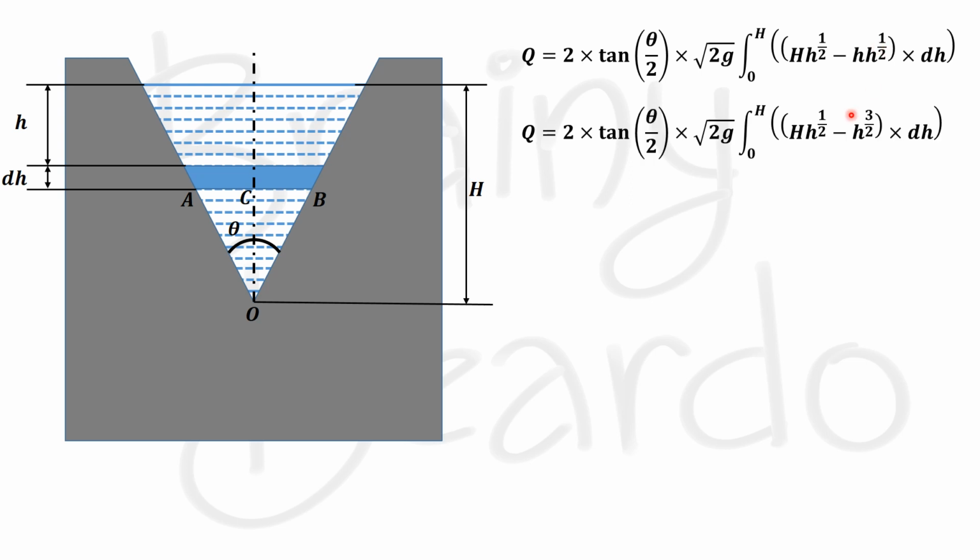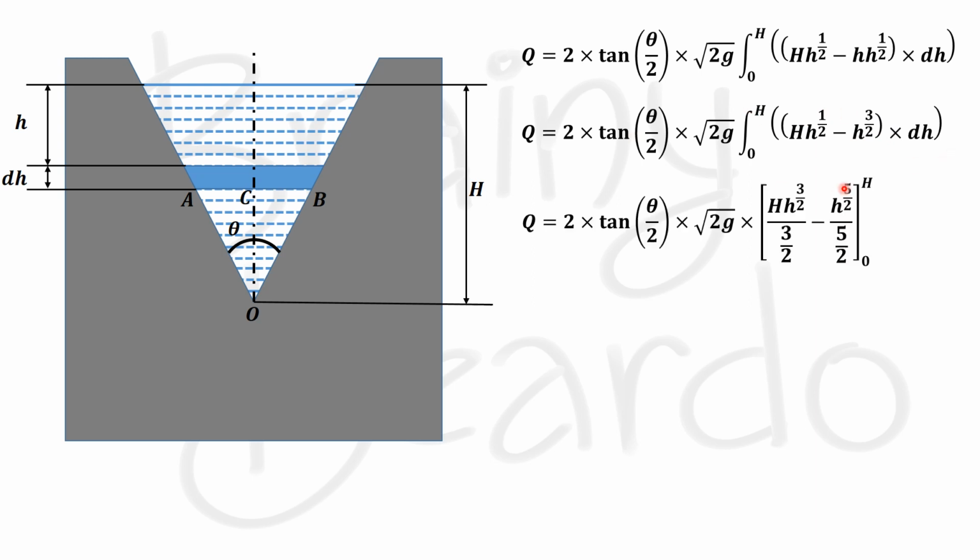So we have, within the limits of 0 to H, integration of capital H into small h to the power of 1/2 minus small h to the power of 3/2 into dh. This capital H is a constant, so we don't have to integrate that. So when we integrate this equation, we get capital H into small h to the power of 3/2 divided by 3/2. It's because we know that integration of x to the power of n is x to the power of n plus 1 divided by n plus 1. So similarly, integration of h to the power of 3/2 is h to the power of 5/2, because 3/2 plus 1 is 5/2, divided by 5/2.